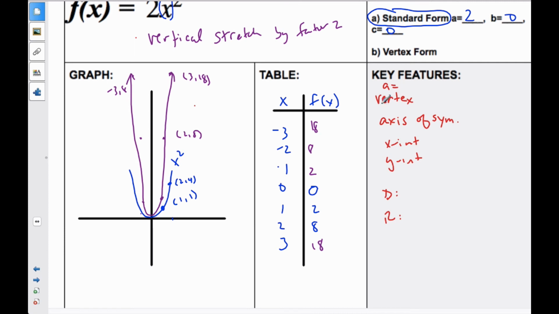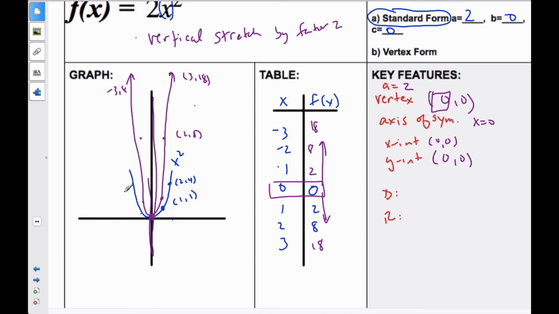If I look at my key features, a is 2. My vertex again is here at 0, 0. I can see my vertex here, 0, 0. The pattern goes from the vertex in both directions. That's a nice way to pick out the vertex from your table. Axis of symmetry comes from the x value here. You can see it here is the y-axis, so it's x equal to 0. The x and y intercepts are quite straightforward because it's 0, 0.